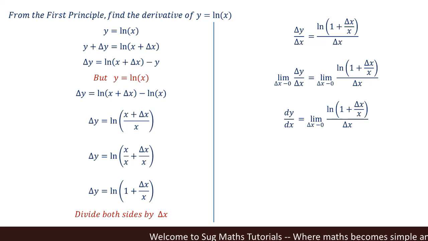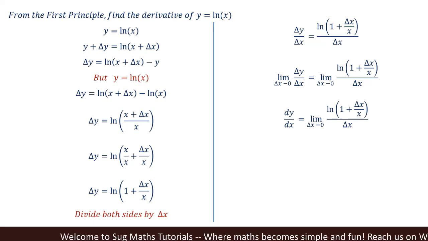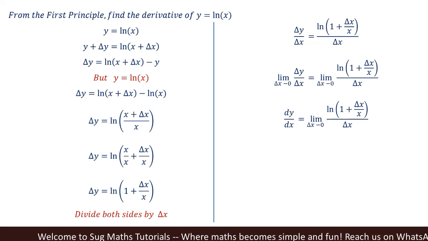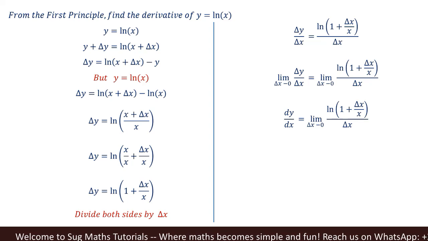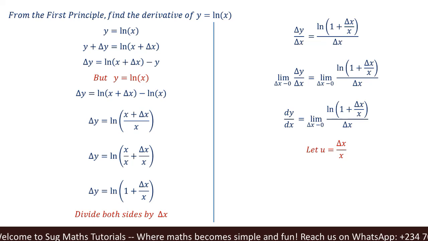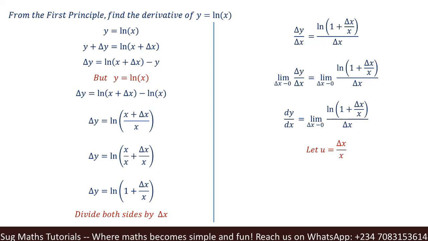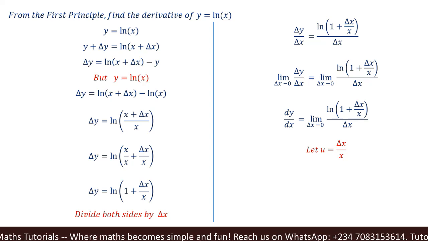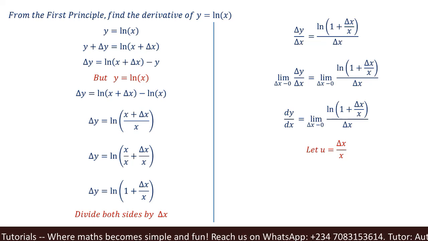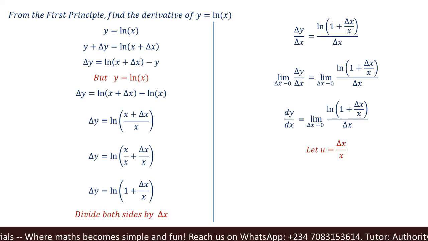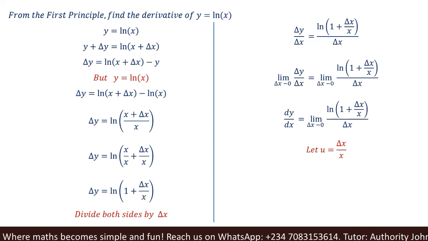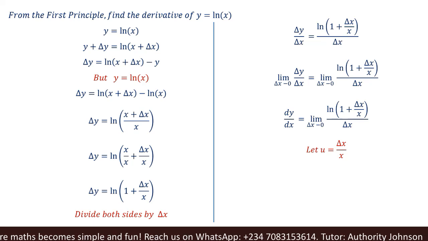Good. Let's perform a simple substitution here. Pay attention to what we are going to do. In this place where we have change in x all over x, let's substitute it for a letter. So we are going to say let u equal to change in x all over x. So in this place where we have change in x all over x, we are going to replace it with a variable u. We're going to have u is equal to change in x all over x, right?